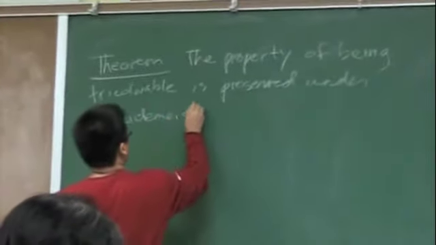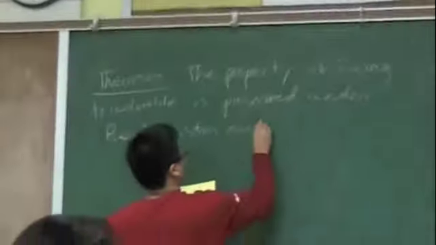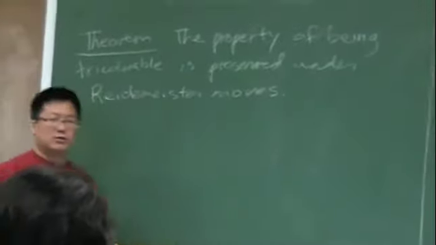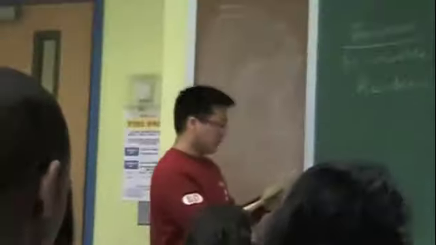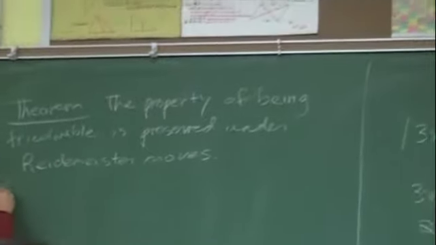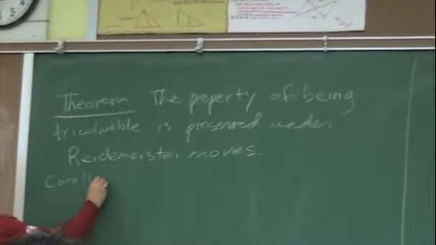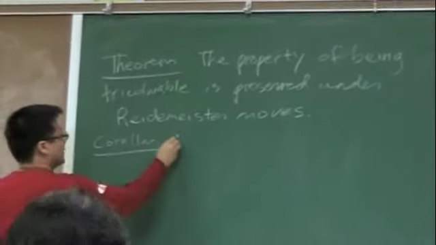So to check this, we have to check it for each type of Reidemeister move. Maybe it's not so clear what this means. But before we go over the proof, let me mention what's called a corollary.